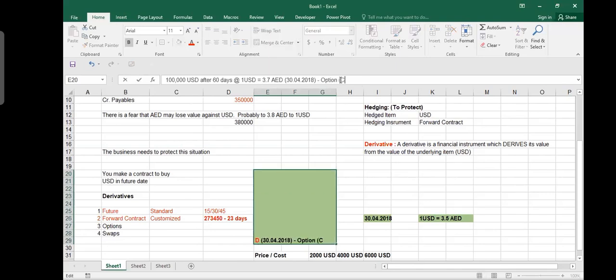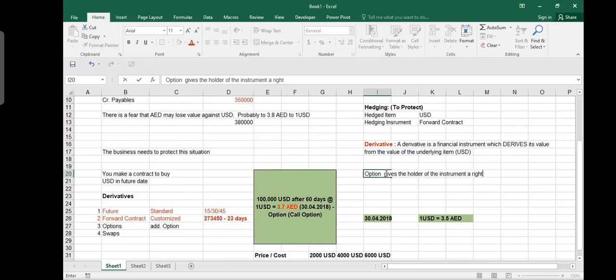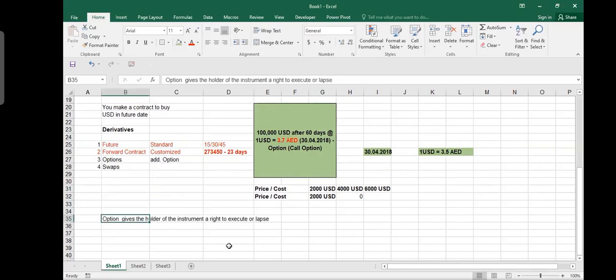You make an option, and I would call it a call option here. So a call option is what? A call option is also a kind of a forward contract, but with the addition of an option. The option here gives the holder of the instrument a right to execute or lapse. So this is what an option gives you. An option gives you a right to execute or lapse. Let me write it down somewhere below here: right to execute or lapse.